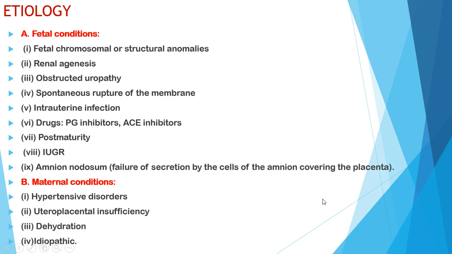Usually the amniotic fluid is secreted from different sources: the baby's urine and the amnion covering the placenta. So when the secretion of the amnion covering the placenta decreases or fails, there is amnion nodosum, which also causes oligohydramnios. And maternal conditions such as hypertensive disorders, uteroplacental insufficiency, dehydration, and idiopathic causes. So these are the etiological factors of oligohydramnios.